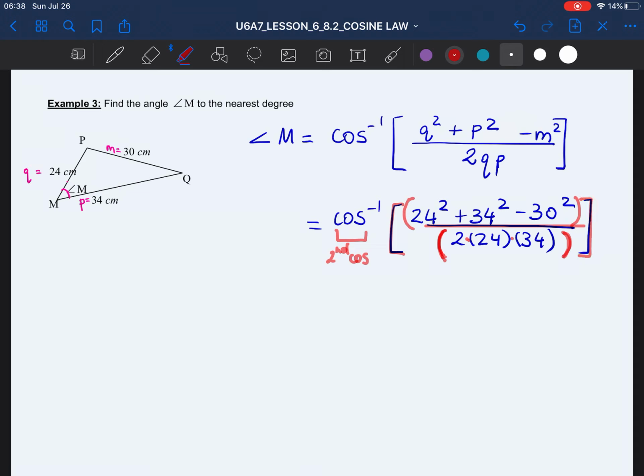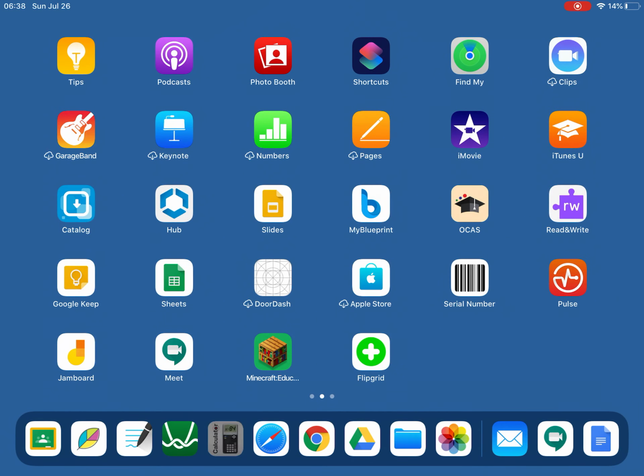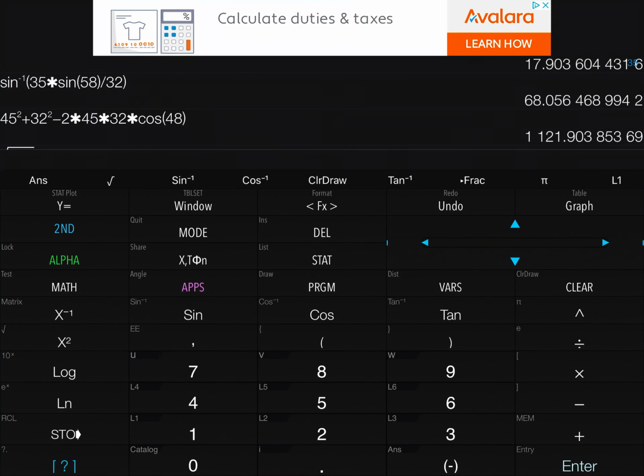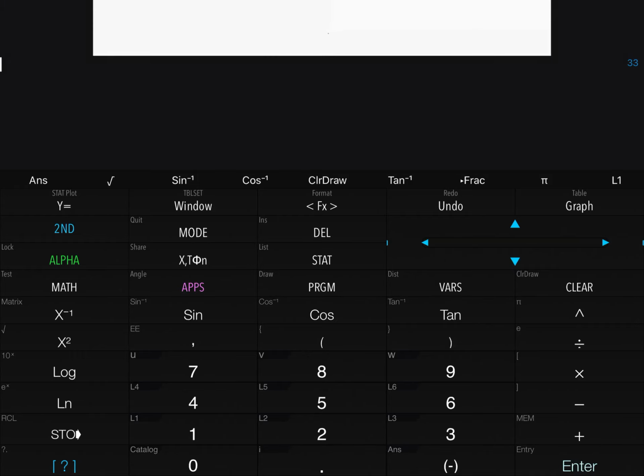And then the brackets. I will show you how to do this in one step, and I will show you how to do this in multiple steps as well. I just have to remember 24, 34, and 30. Okay. So here we go. I'm going to clear everything so we can see better.